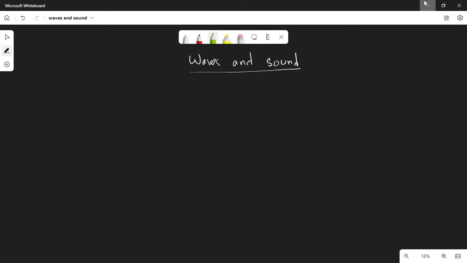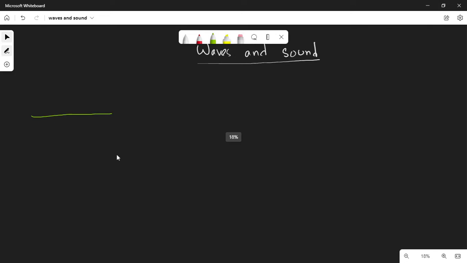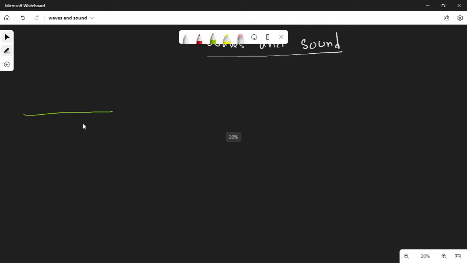So in this video, we're going to be talking about waves and sound. Let's say that this is a rope. Let me zoom it out. Let's say that this is a rope, and from this point, we jerked it up here. So it will look something like this now.